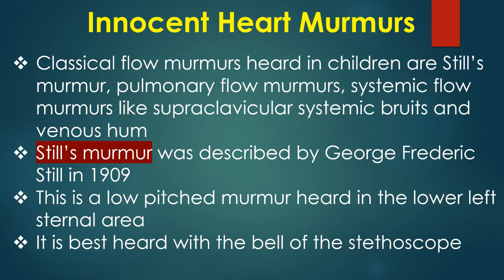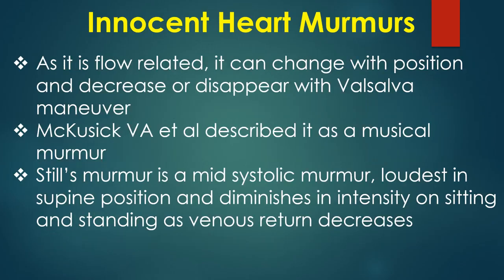Classical flow murmurs heard in children are Still's murmur, pulmonary flow murmurs, systemic flow murmurs like supraclavicular systemic bruit, and venous hum. Still's murmur was first described by George Frederick Still in 1909. This is a low-pitched murmur heard in the lower left sternal area. It is best heard with the bell of the stethoscope. As it is flow-related, it can change with position and decrease or disappear with Valsalva maneuver. McCusick and colleagues described it as a musical murmur.